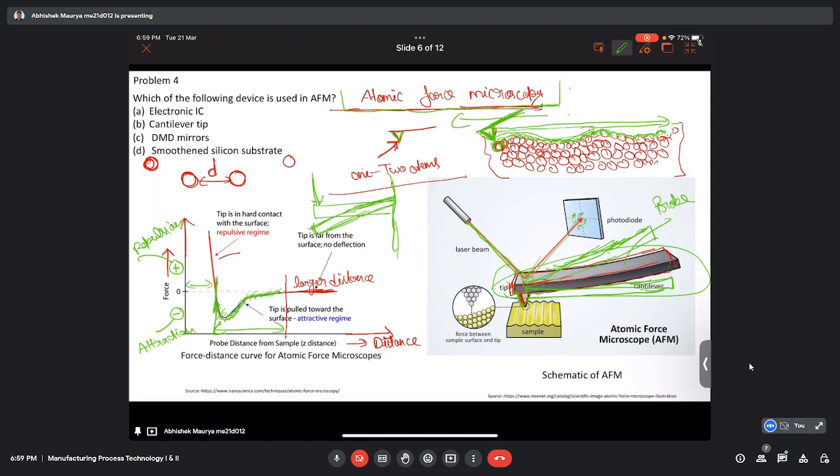So the correct answer for this problem is the cantilever tip. This is the application of the processes which we have studied in lithography, and there are many versions of lithography. We have studied photolithography. Those processes are used to make this kind of sophisticated instrument. So the correct answer is cantilever beam or cantilever tip.